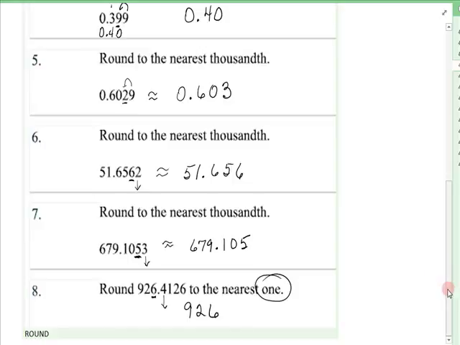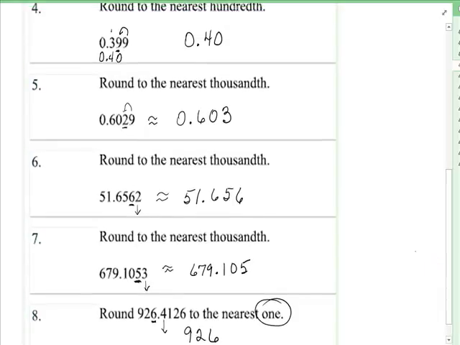All right, review your place values and then practice your rounding.